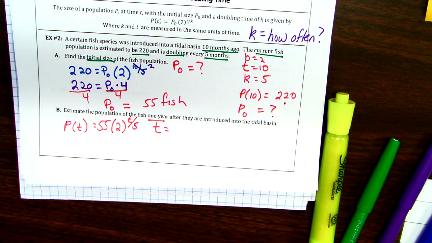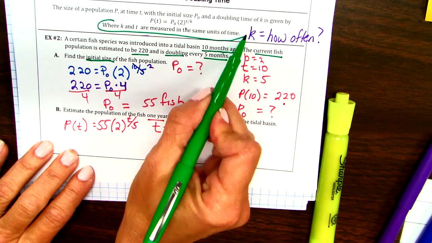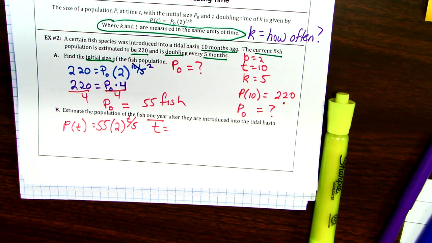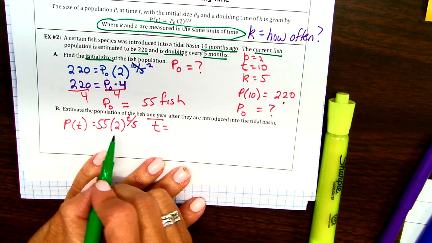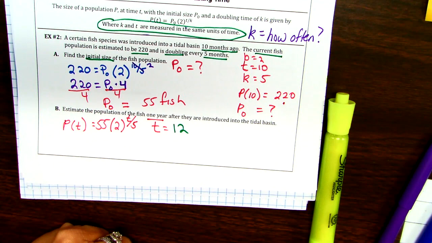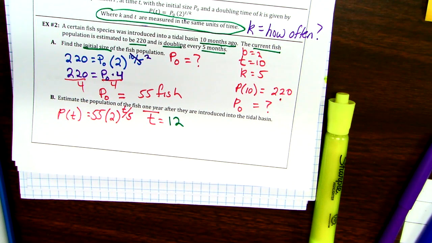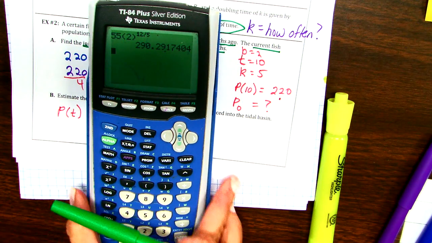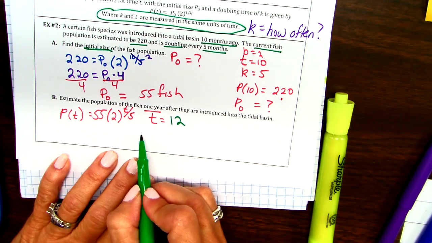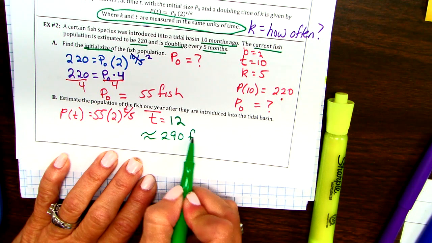Okay. So T, what would 1 year be? 12. Be careful, right? A common mistake there would be to plug in a 1 for 1 year, but K and T have to have the same measure of time. So you either have to change them both to years or both to months. Obviously, it's easier to make T 12 or 1 year. And then to your calculator. 55 times 2 to the power of 12 divided by 5. Typed it right in my calculator, hit enter, and that would be approximately 290 fish.